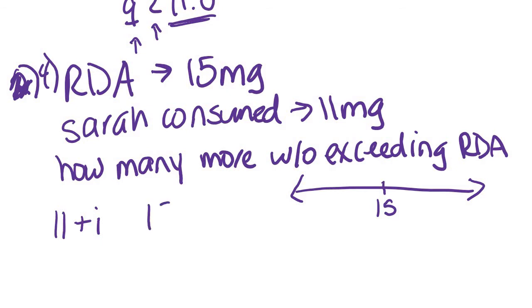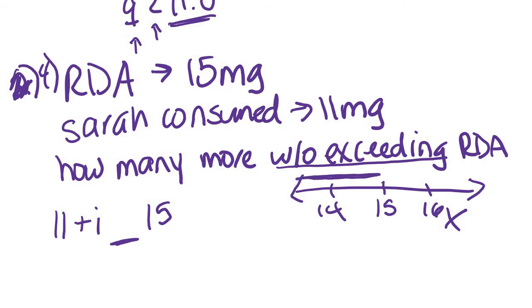And then our endpoint is 15. We just need to figure out what goes in between there. So how many more can she consume without exceeding the RDA? Without exceeding means don't go over 15. So can we do 16? No. Can we do 14? Yeah. So we know our arrow is going to point this way.